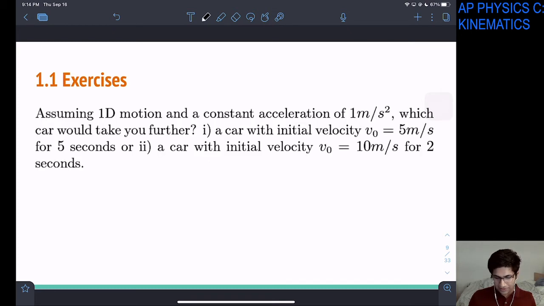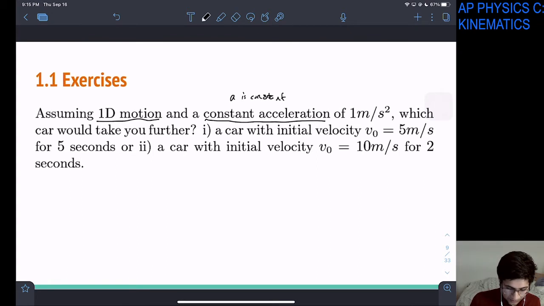All right, next example. Assuming 1D motion and constant acceleration of 1 meter per second squared, which car would take you further? A car with initial velocity of 5 meters per second for 5 seconds, or a car with initial velocity of 10 meters per second for 2 seconds? Let's think about this. What are we trying to do here? We have 1D motion, so it's just along the x-axis, and we have constant acceleration. So our a is constant.